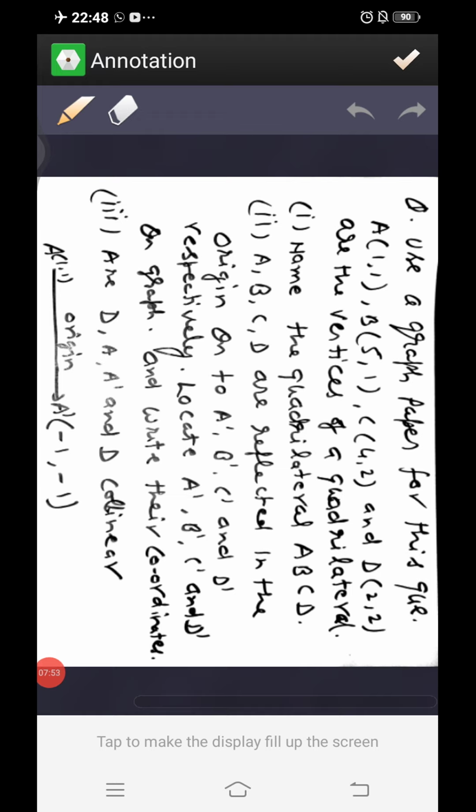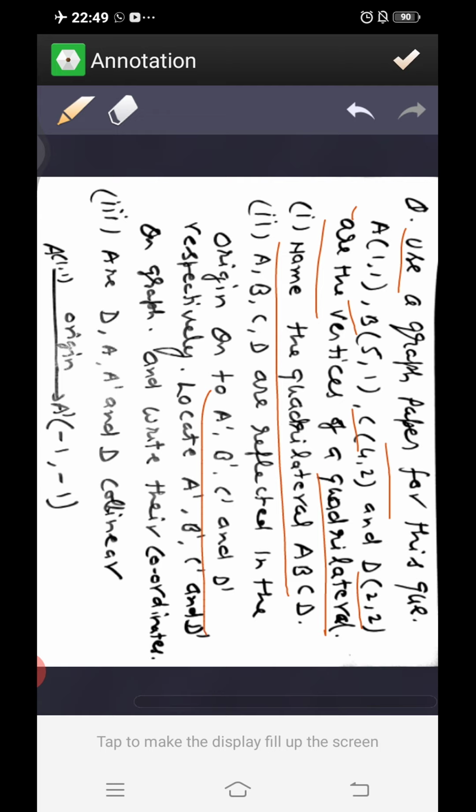Let us take one more graph question. Use a graph paper for this question. A 1, 1, B 5, 1, C 4, 2 and D 2, 2 are the vertices of a quadrilateral. Here 4 points are given, they will form a quadrilateral. Then it says name the quadrilateral. So you cannot name it without plotting. Let us see. A, B, C, D are reflected in origin. All points are reflected in origin to get A dash, B dash, C dash and D dash. We will get these points respectively. Locate all these points A dash, B dash, C dash, D dash on graph and write their coordinates.